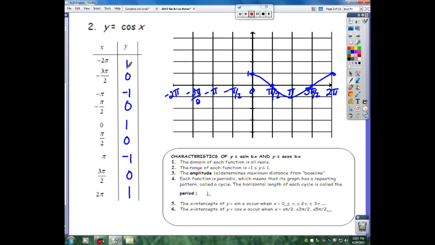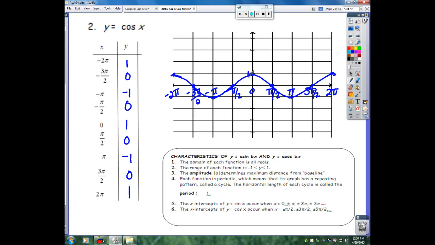Alright, so let's graph that pattern. So at negative pi over 2 we're at 0. At negative pi we're down at negative 1. At negative 3 pi over 2 we're at 0. And at negative 2 pi we're up at 1. So that's going to be another period. And here again, make sure they're curves.